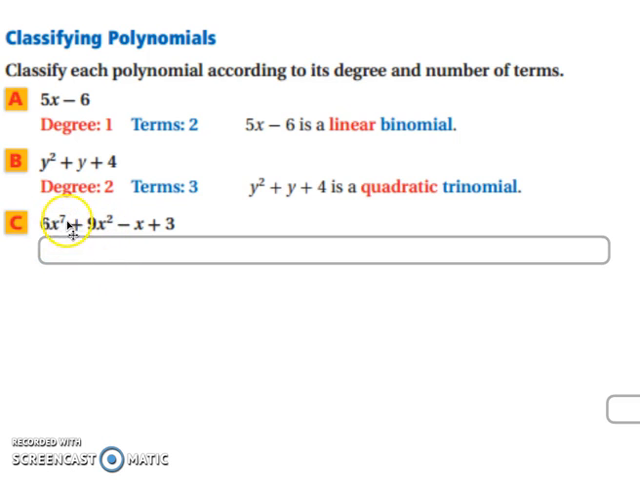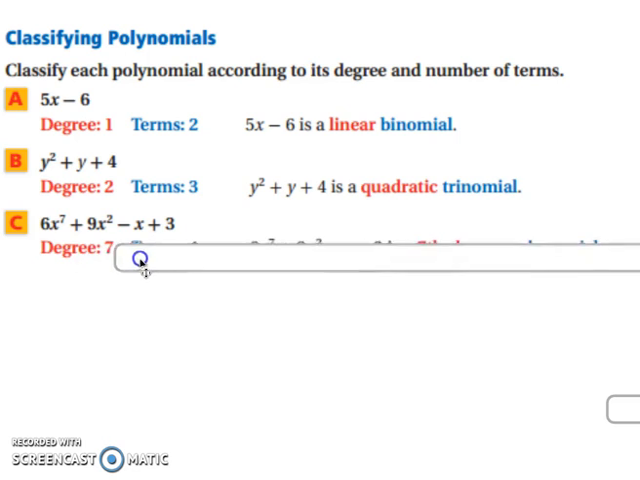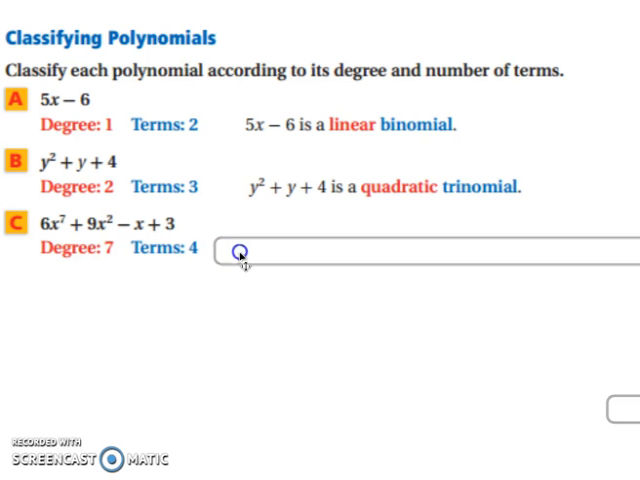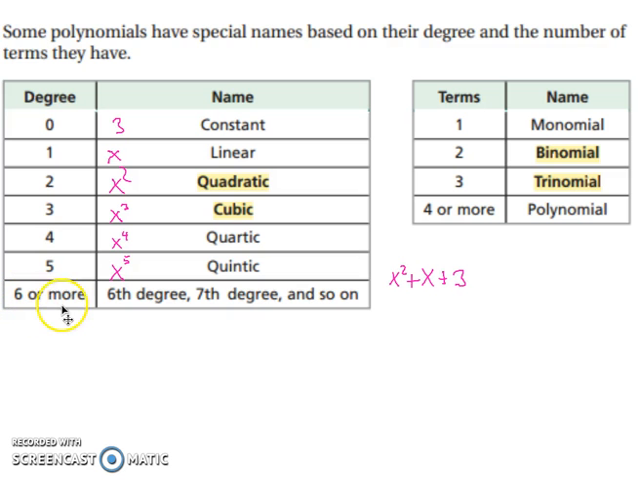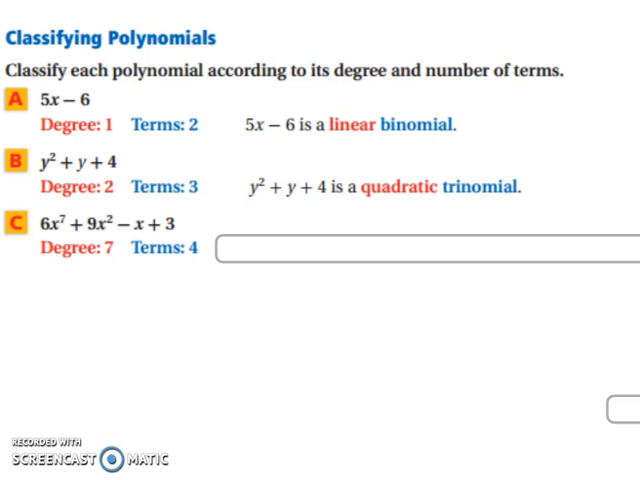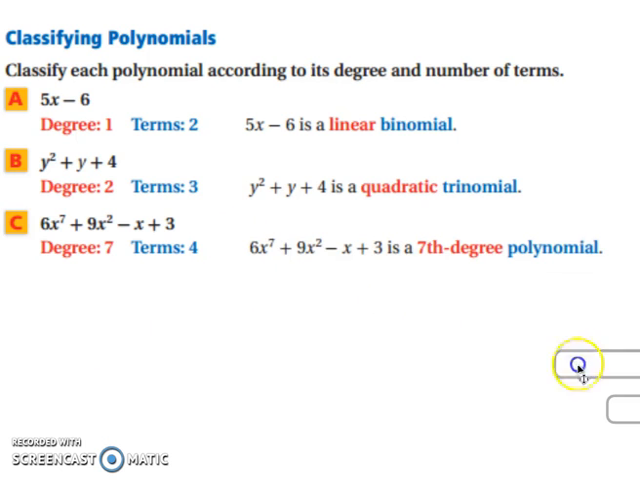We have 6x to the 7th plus 9x squared minus x plus 3. Well, the largest degree is 7, and there are 4 terms. When this happens, remember what happened at the bottom of our grids. We had 6 or more, we were just going to say 6th degree, 7th degree, or if we had 4 or more, we were just going to use polynomial. So, it's a 7th degree polynomial. Since the degree is 7 and there are 4 terms, it's a 7th degree polynomial.